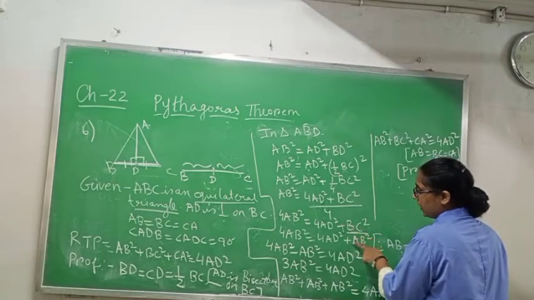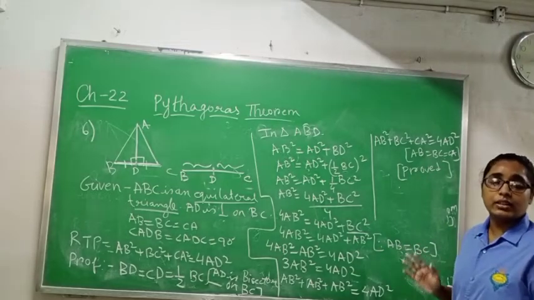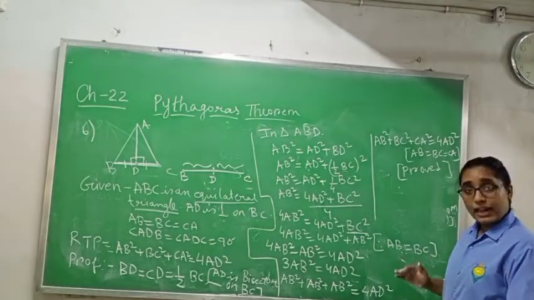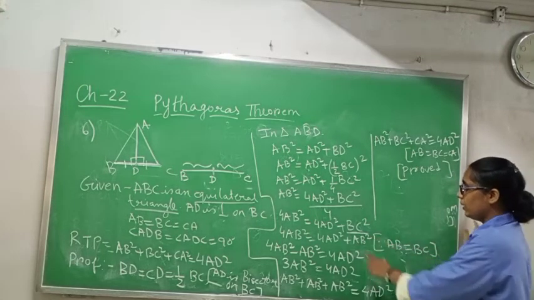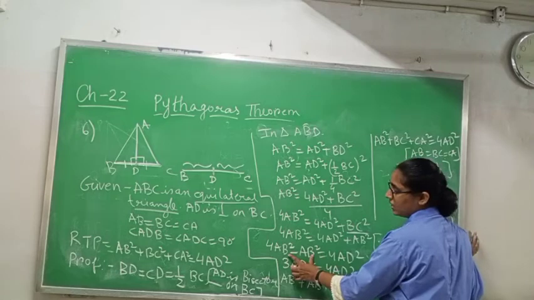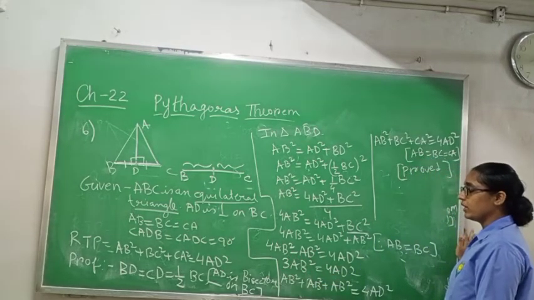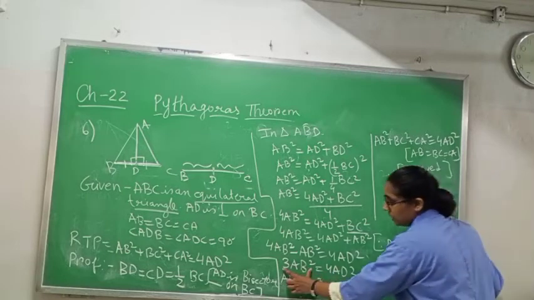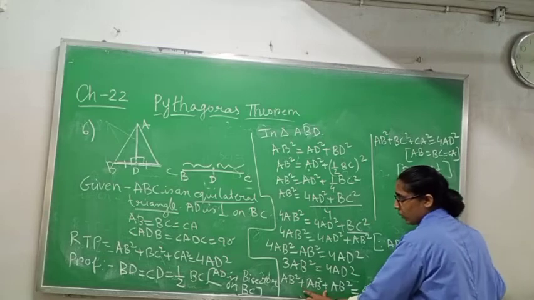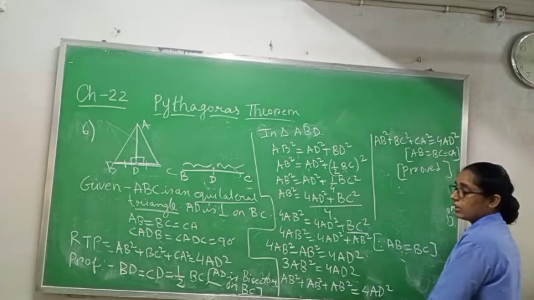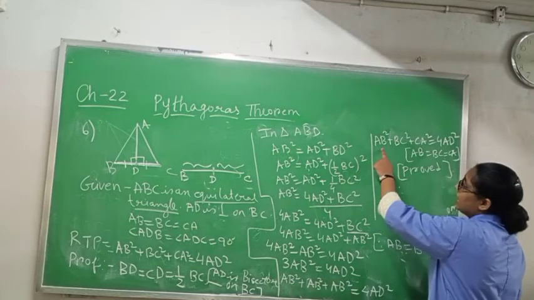So in place of BC I am writing AB. Why? Because AB equals BC, all sides of an equilateral triangle are equal. So AB square will come to this side and become minus AB square. It will give you 3AB square equals 4AD square. Now 3AB square you can break and write AB square plus AB square plus AB square equals 4AD square.